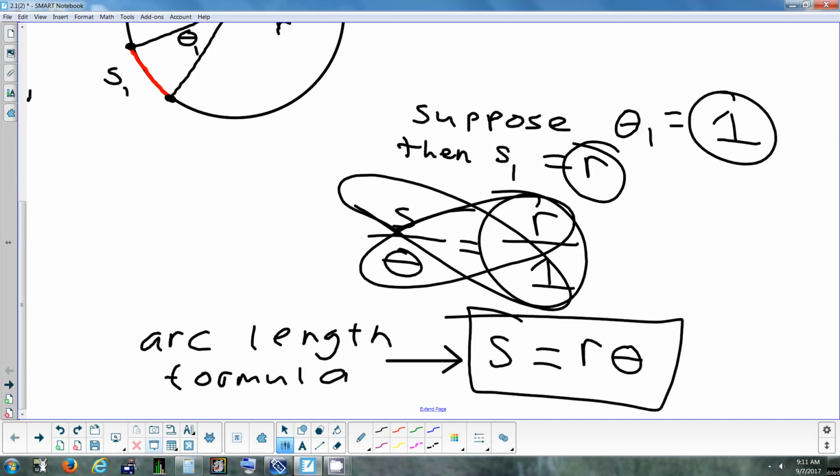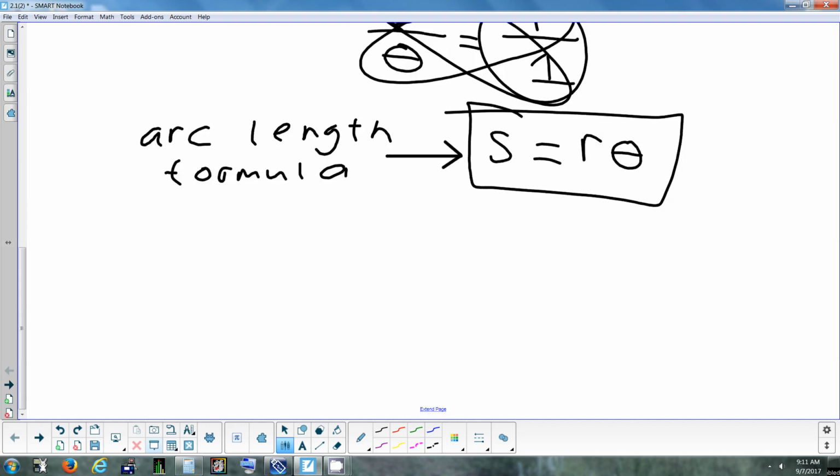Now, way back at the beginning, we assumed that theta 1 was equal to 1 what? What is that? 1 radian, right? I didn't write anything there because we don't write it if it's radians. So because we made that assumption that we were working in radians early on, this formula only works if your angle is in radians. So if they give you an angle in degrees, the very first thing you want to do is change it to radians.